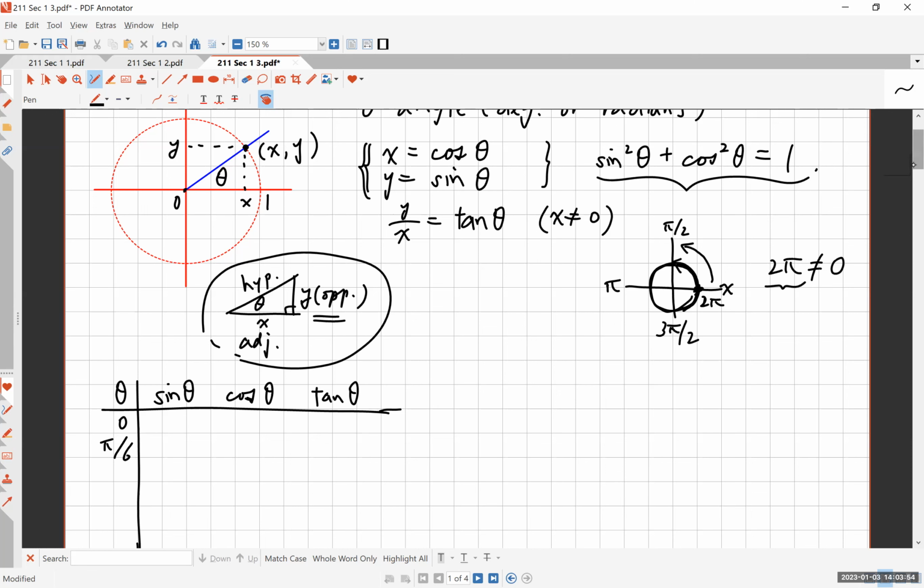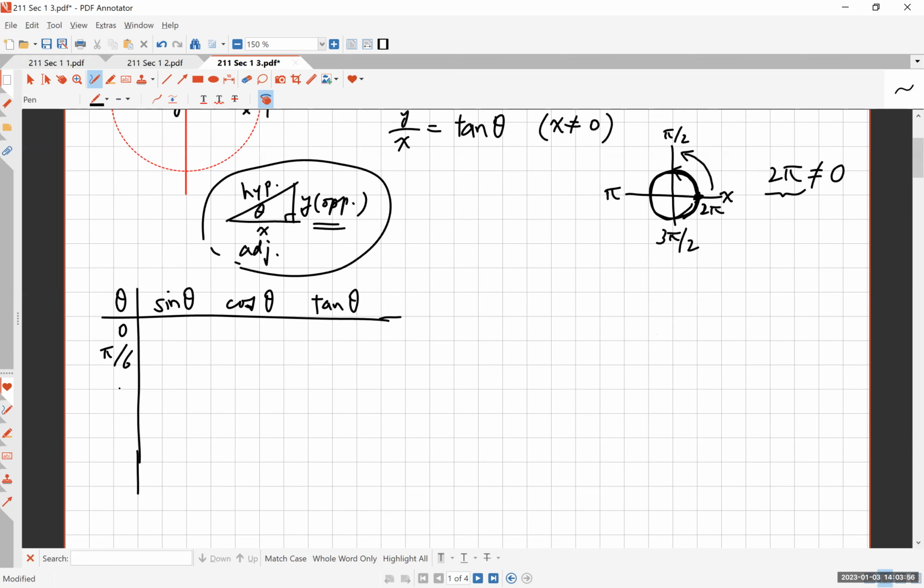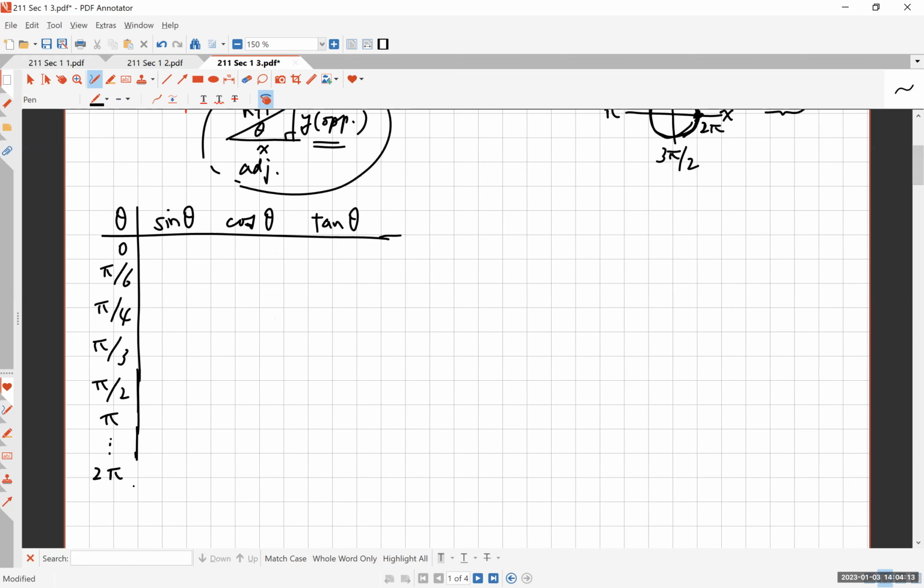All right, so there are some standard angles: pi over 6, which is 30 degrees, pi over 4, which is 45 degrees, pi over 3, which is 60 degrees, pi over 2, which is 90 degrees, and then pi, and let's just continue to skip a bunch of numbers to 2 pi. Of course, 2 pi and 0 represent the same angle. We call them equivalent angles, and so the values will be the same at the top row and the bottom row.